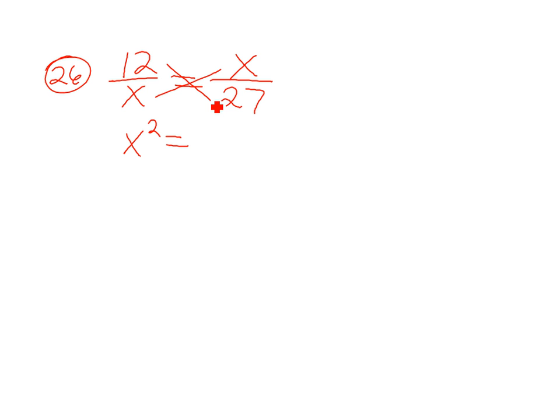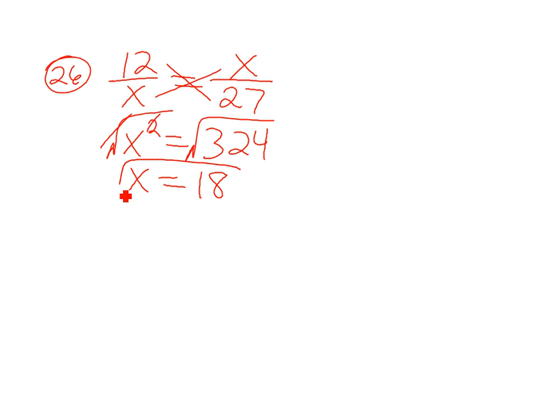12 times 27 equals 324. Take the square root of both sides. Square root of x squared is x. Grab your calculator again. Second square root, 324. And you end up with x equals 18. So 18 is the geometric mean. 18 is the number that would fit right there to make both those ratios the same.